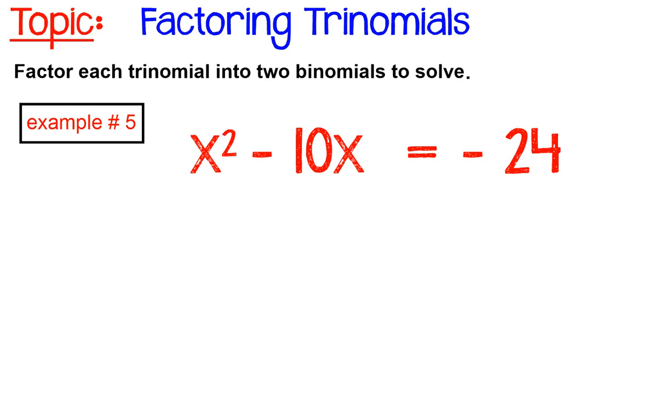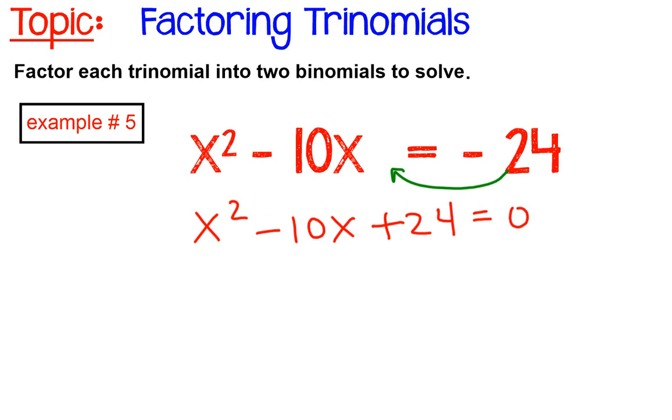Notice anything wrong with this one? Yeah, the C term position is on the wrong side of the equal sign. It should be over here on the left with everybody else. So we're going to use an inverse operation and we're going to move it over. X squared minus 10x plus 24. And now we're ready to factor.